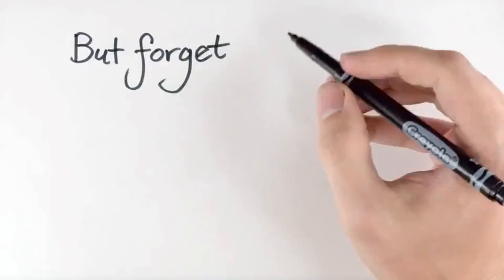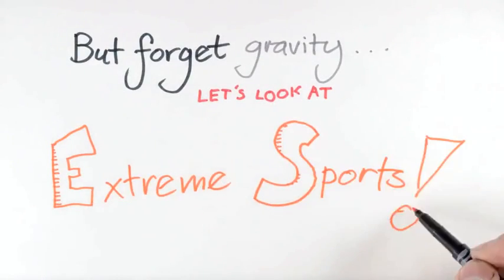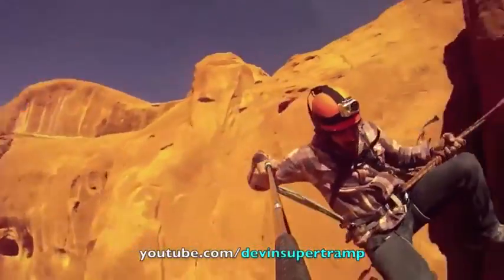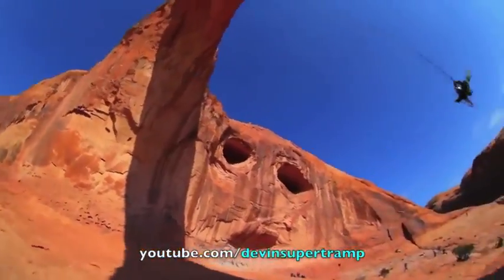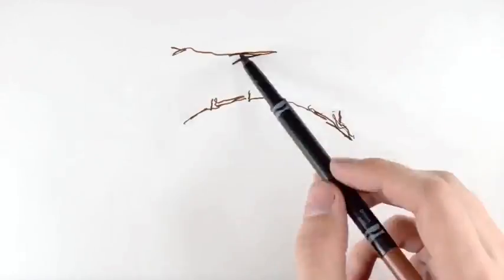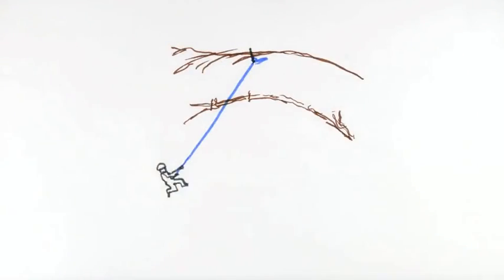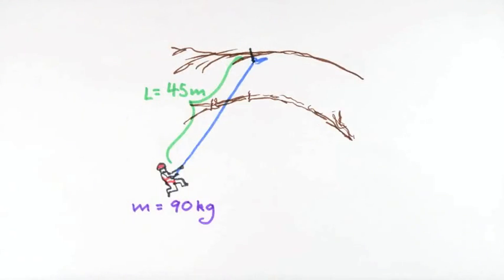For now, let's look at this observation of motion involving the physics of extreme sports that use ropes. We're going to build and analyze a simplified model describing the motion of the climber on this amazing rope swing. Let's say the climber has a mass of 90 kilograms and is swinging on the end of a rope 45 meters in length.